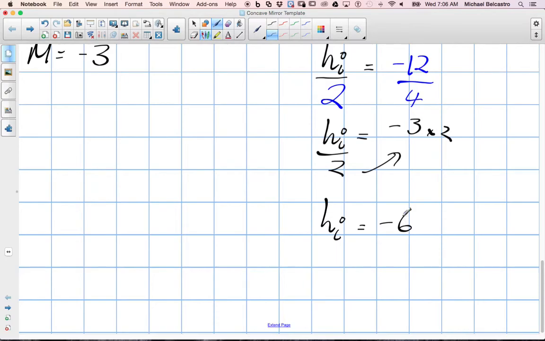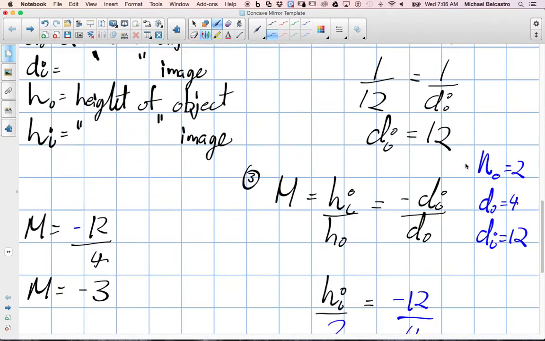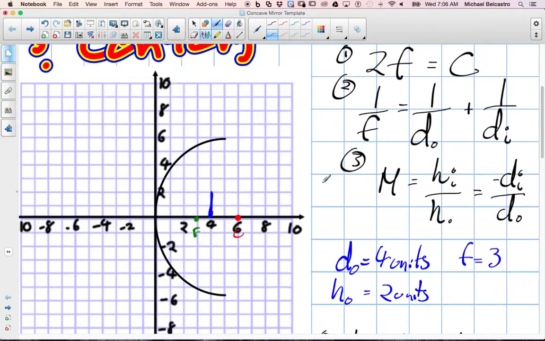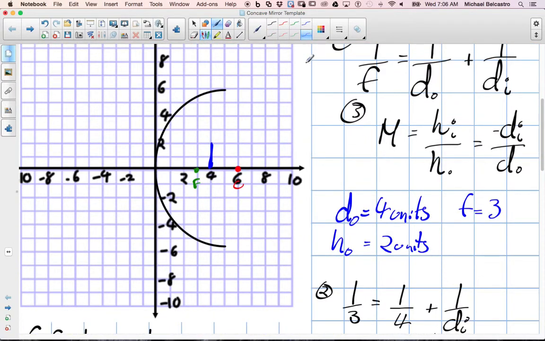So let's go back up. The distance of our image was 12. The height of our image was negative 6. So I don't even have 12 on here. It needs to be 11, probably about there. It's probably about where 12 would be from the distance of the mirror. And we said it was negative 6. So you're looking at an image that goes all the way down to here. Okay, so that's 12 units from the center of the mirror and negative 6 units downwards because it's below the x-axis.